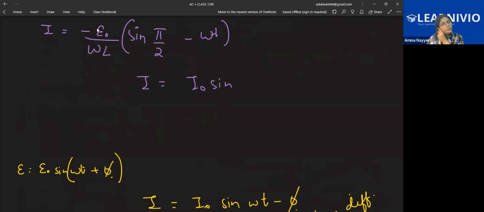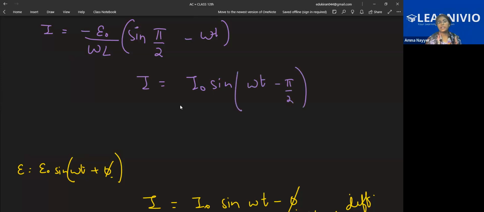One thing we can do to remove this minus sign is to shift it. When you have a minus sign outside the brackets, if you multiply it with minus 1, the symbols or quantities present within the bracket will be interchanged. If I want to put minus 1 back, I'll have to interchange it again. So this is minus E naught by omega. I want to make this plus, so let me change this. Let me make this omega t minus pi by 2.